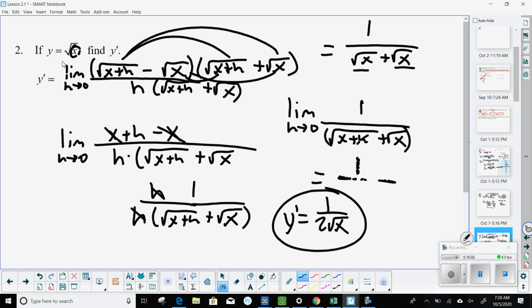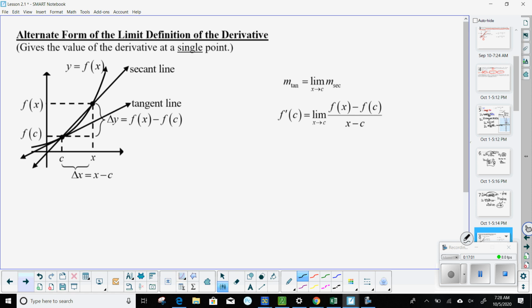All right, so that was 2, we did 3. There's one other little problem here, and that's a different type of problem. We've just been doing the limit definition of the derivative. We're going to now look at what's called the alternate form of the limit definition.